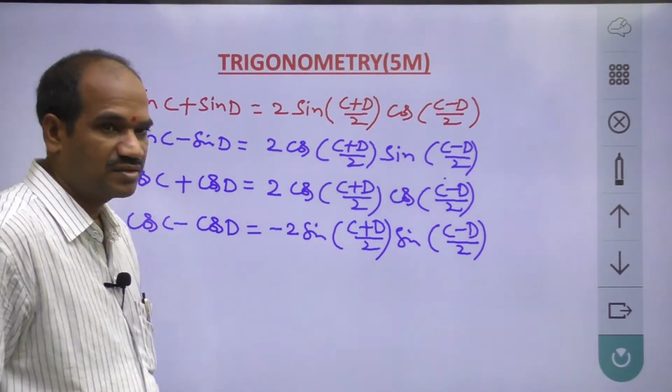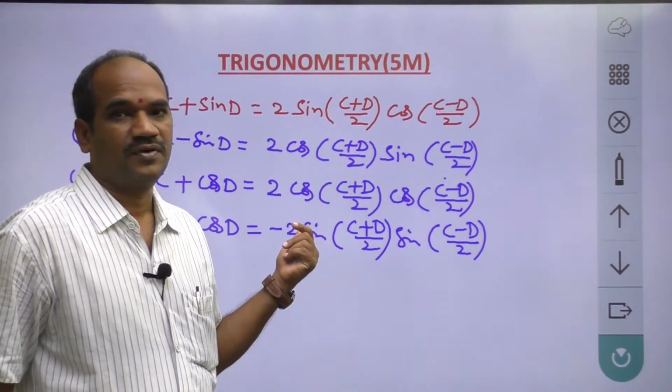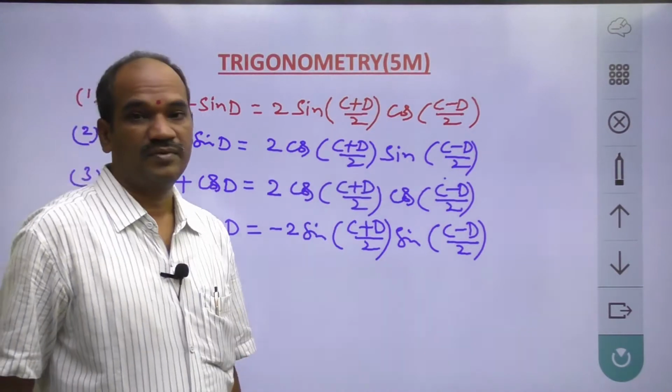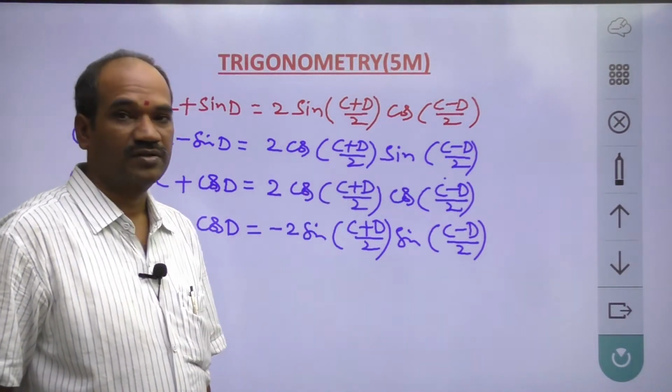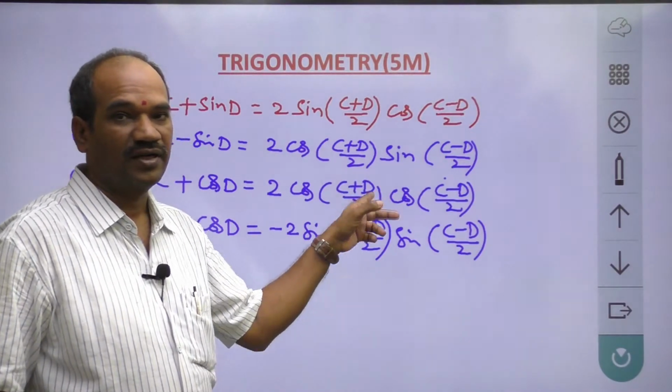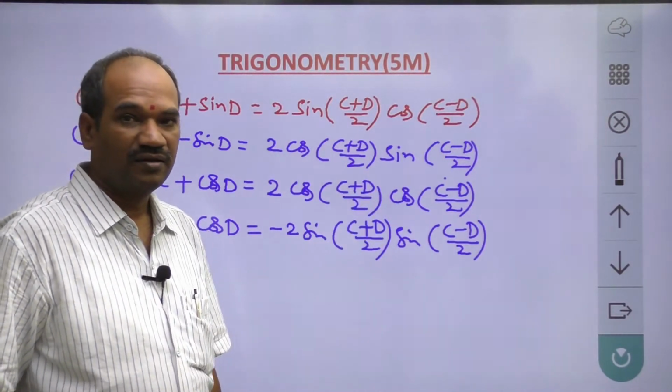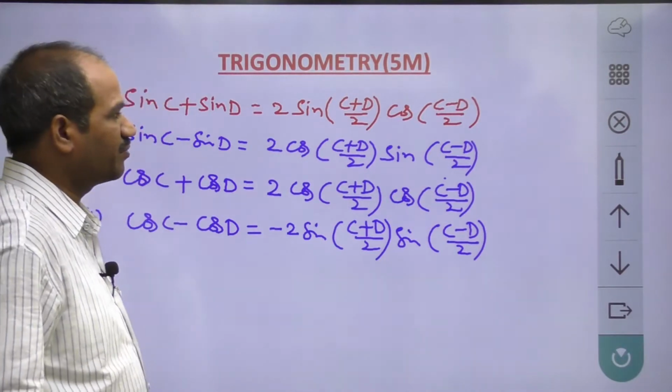Okay, 4 formulas. So first read and write these 4 formulas. Next, 5 marks problems are easy. Only 5 marks sums depending upon only these 4 formulas. First read and write these 4 formulas. Right? Next, see here in this 5 marks problem.